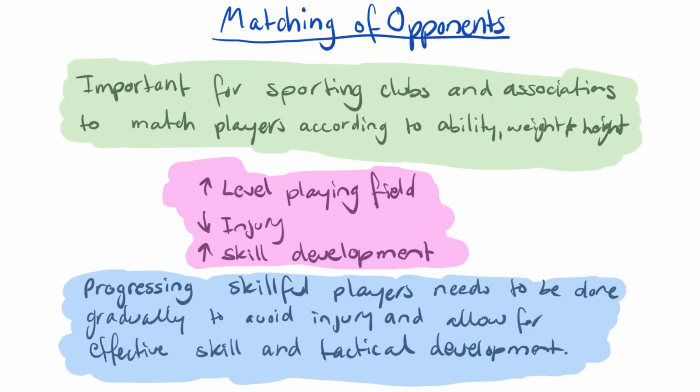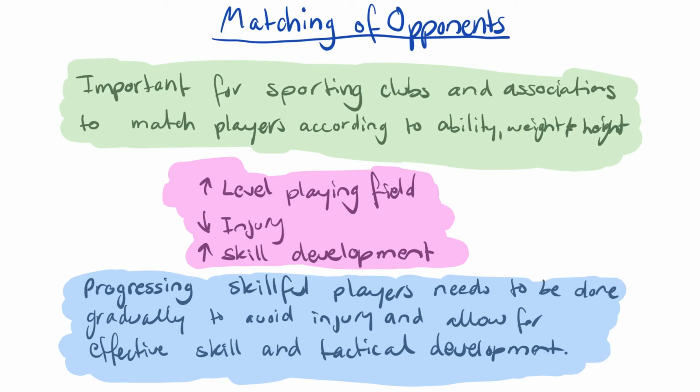So the next aspect of sports policy and sports environments is matching of opponents. Now, there's lots of different ways to match opponents, but it's really important for sporting clubs and associations to match players according to their ability, weight, height and age. Usually, sporting teams in the younger years are done on age. Sometimes now some associations have weight categories as well, because teenagers or young people who are going through adolescence tend to do this at certain times, which can allow for different heights, different weights, different body sizes.